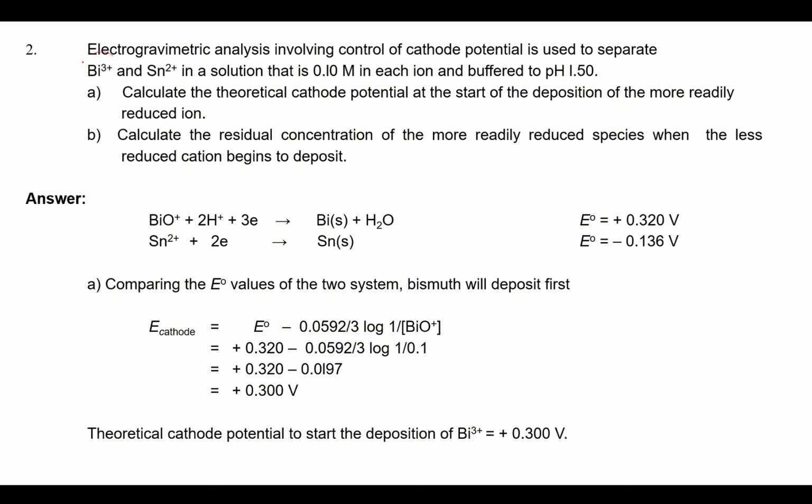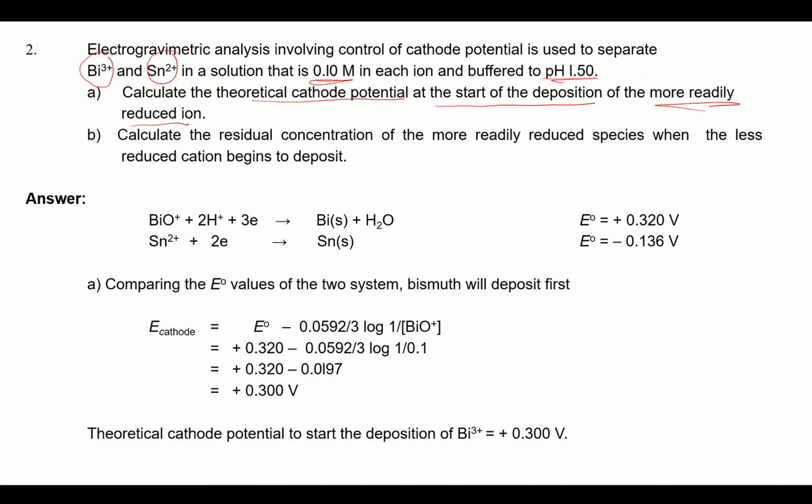There are two metal cations in the mixture, bismuth 3+ and stannum 2+. Each ion has a 0.1 molar concentration, and this is the electrolyte. Calculate the theoretical cathode potential at the start of the deposition of the more readily reduced ion.